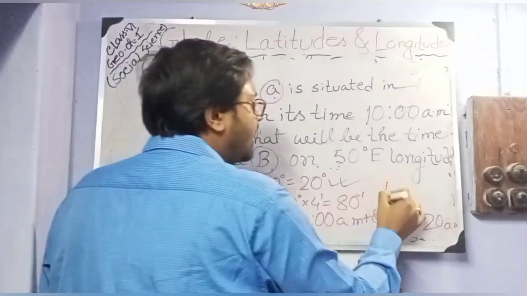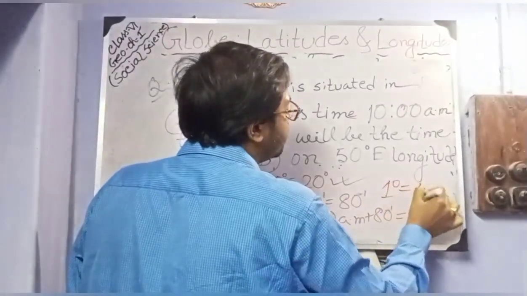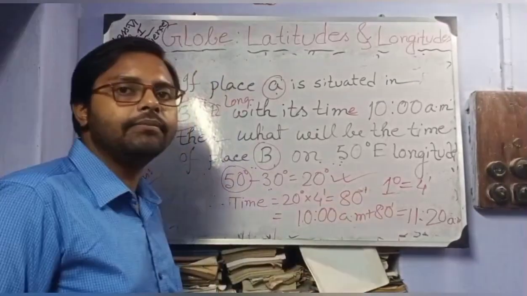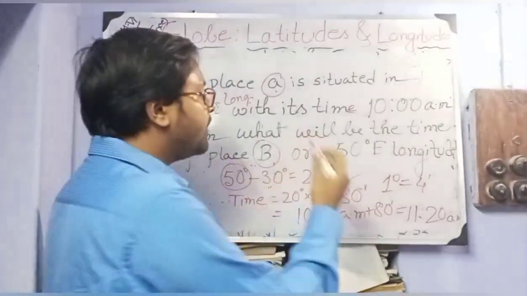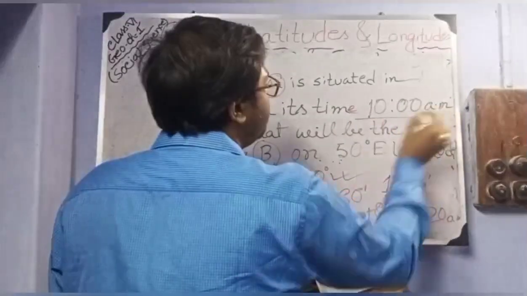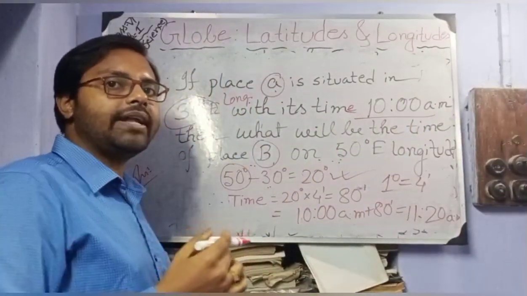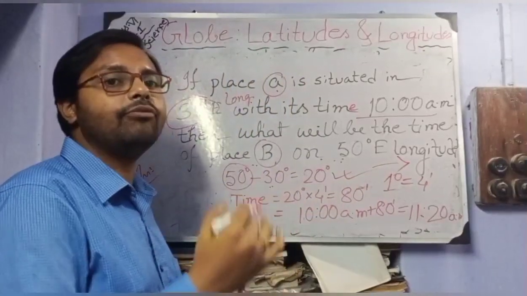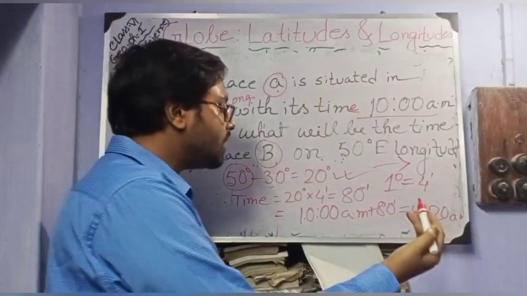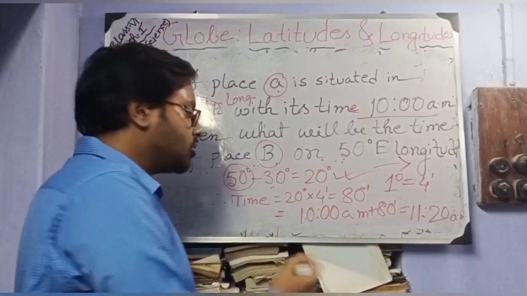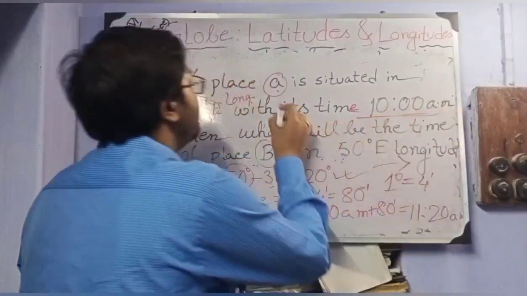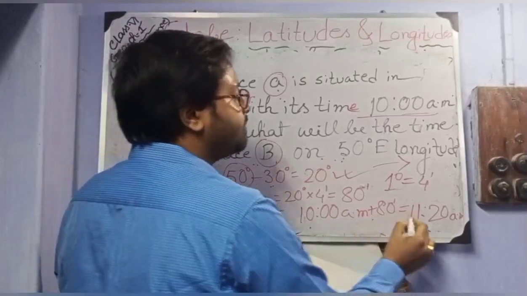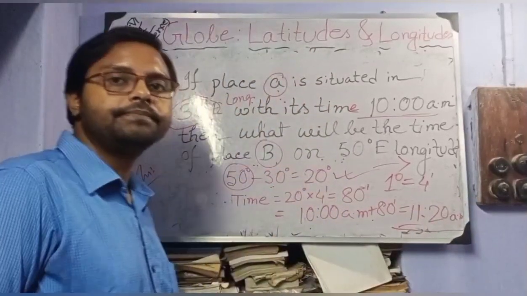And we know that 1 degree of longitude differs by 4 minutes of time. So 20 degrees will differ by 80 minutes. If a place is situated at more longitude or farther towards the east, then the time will always be more than the previous place. So if it is 10 am in place A, then place B will be 10 am plus 80 minutes, that means 11:20 am.